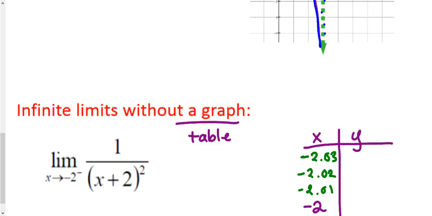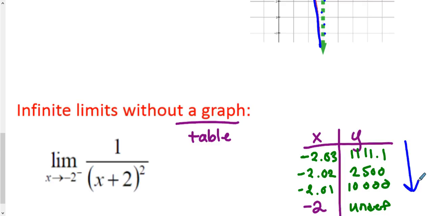Okay, hopefully you have calculated those. For this one, we get 1,111.1, and then we get 2,500, and then we get 10,000. When we plug in -2, that does give us undefined because that's a 0 on the bottom. So we know when we were looking at these problems, we said, oh, look, that's going to get bigger. There is no small pattern that we can follow. So our answer with a table here, in this case, is also positive infinity.